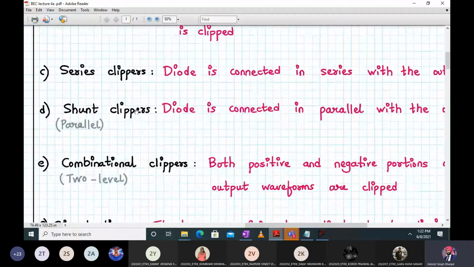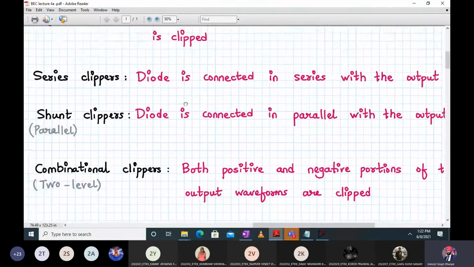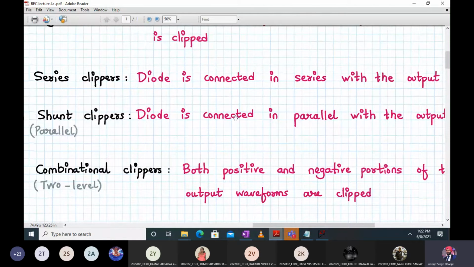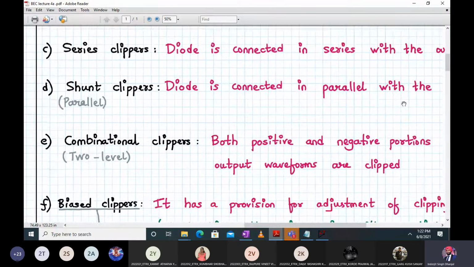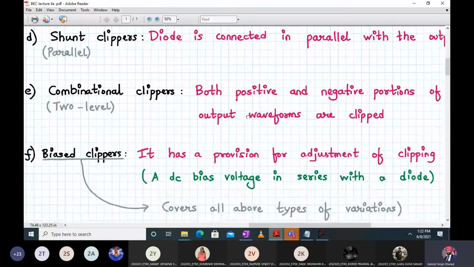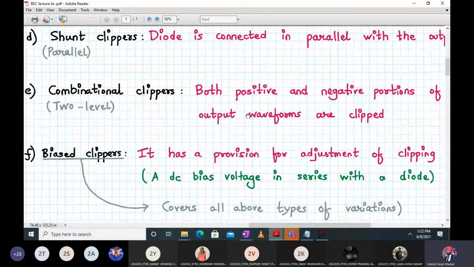Then there are series and parallel, or shunt, clippers. If the diode is connected in series with the output, we call it a series clipper. If it is connected in parallel with the output, we call it a shunt or parallel clipper. Now, there is one more variety: combinational clippers, or two-level clippers.